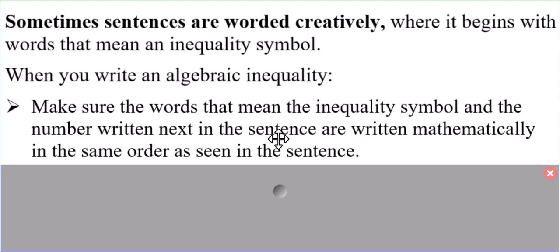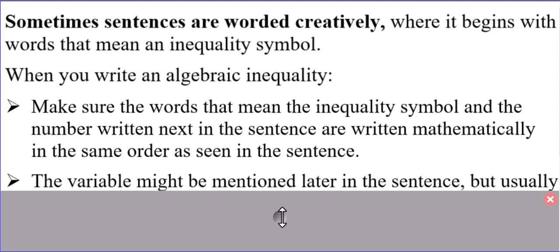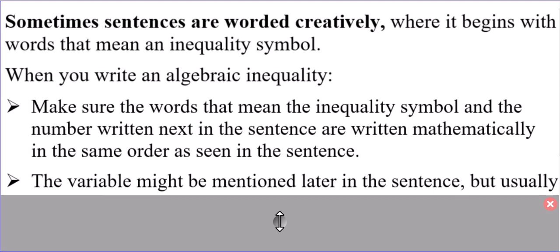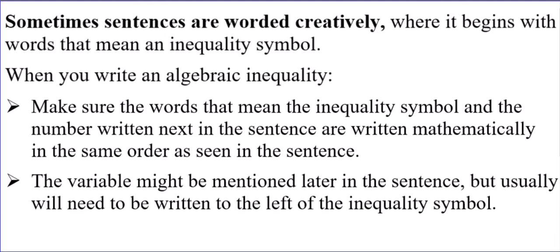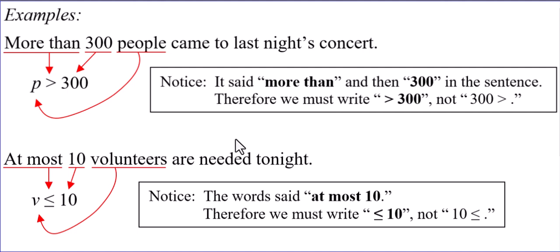If that doesn't make a lot of sense to you, I will show you what I mean when we look at some examples. The variable might be mentioned later on in the sentence, but usually will need to be written to the left of the inequality symbol. Let's look at some examples. Each of these sentences begins with words that mean the inequality symbol.